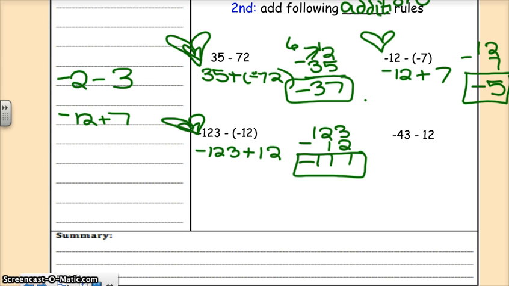Okay? So negative 43 minus 12 is negative 43 plus the opposite of positive 12, which would be negative 12. And I know that's positive 12 because if I separated it from the subtraction sign, there's nothing inside there. So it's positive. So now what I'm going to do is just add them up. That would be 55, and keep them the sign they were. Negative 55.